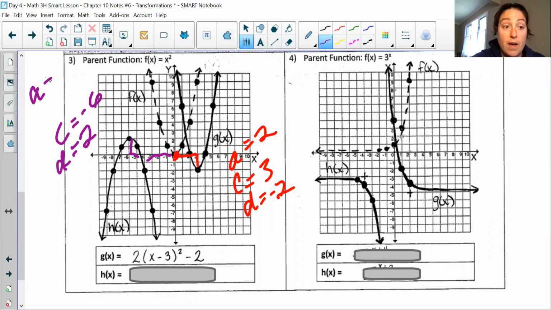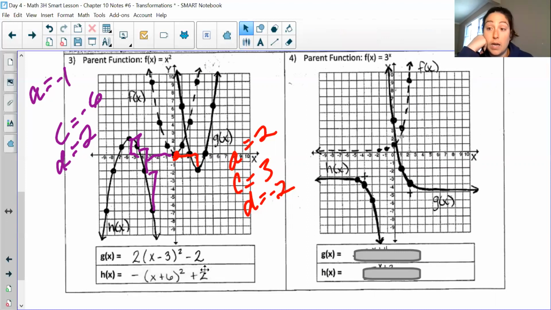So that means our a value is negative. And it looks like there's no change in stretch because we're going right 1 down 1, right 1 down 3, right 1 down 5. So no change in our actual vertical change, just the direction. So that means our a value is -1. So we end up getting -1 times the quantity x plus 6 squared and then plus 2.